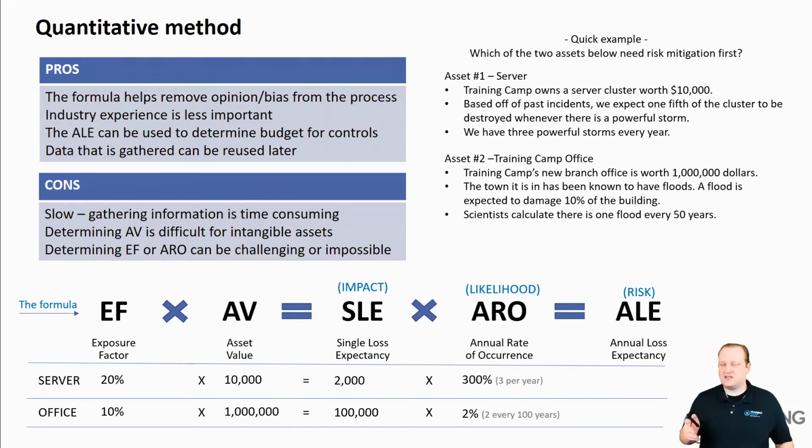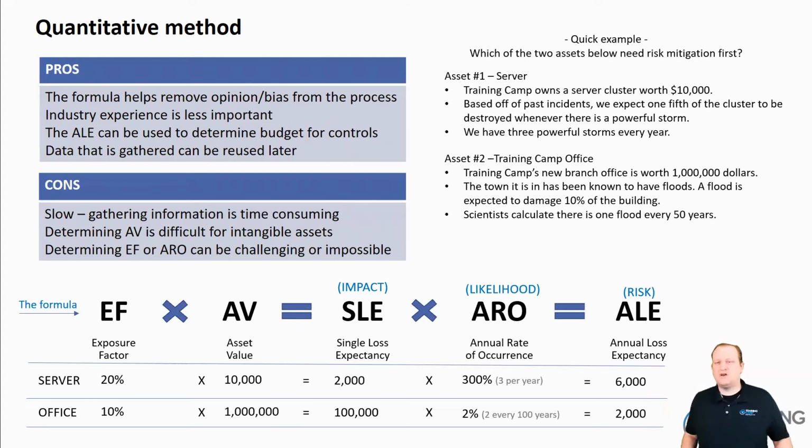We factor in this likelihood, and we get an annual loss expectancy of $6,000 for the servers. We're losing $6,000 a year on those servers. That is more than half their value, which is ridiculous, and seems like something that could be easily mitigated. Underneath that, we've got a $2,000 annual loss expectancy for the office, because the floods aren't happening constantly. We're looking at about $2,000 a year.